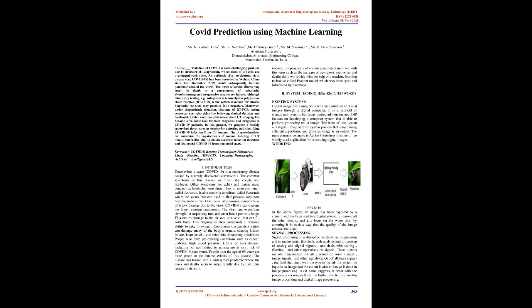People who have pre-existing conditions such as cancer, diabetes, high blood pressure, kidney or liver disease, including but not limited to asthma, are at most risk of COVID-19 pneumonia. People over the age of 65 years are more prone to the intense effects of this disease. The disease has turned into a widespread pandemic where the cases and deaths seem to surge rapidly day by day.